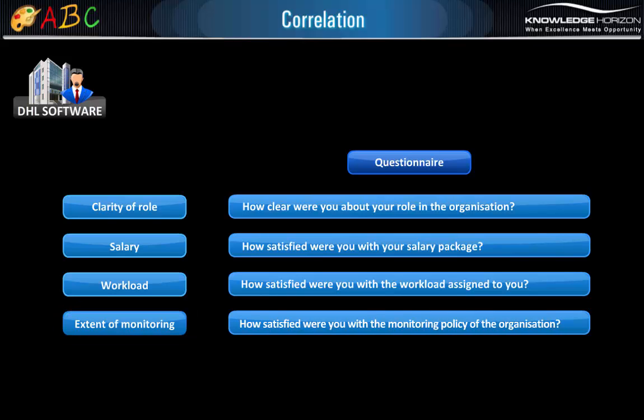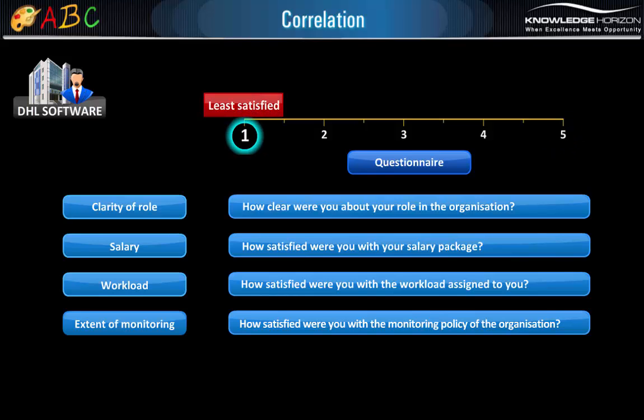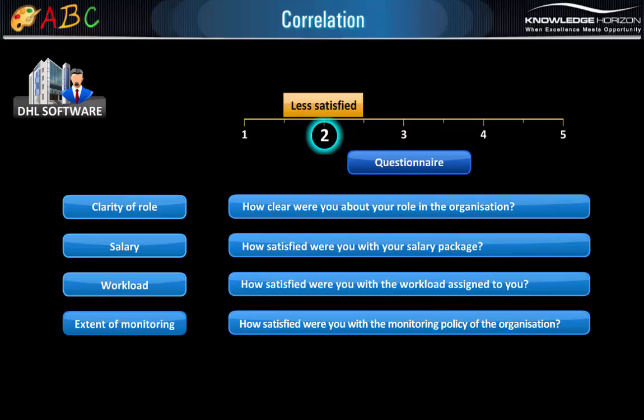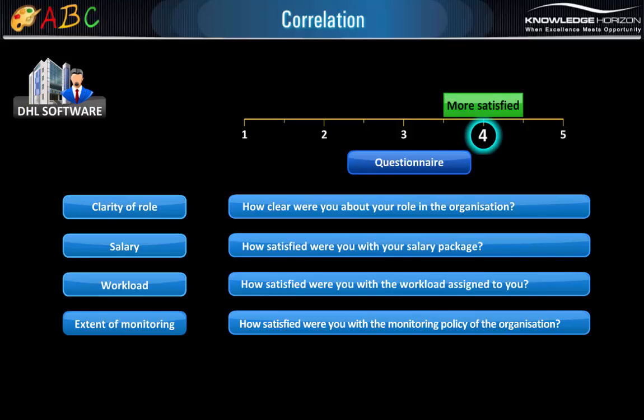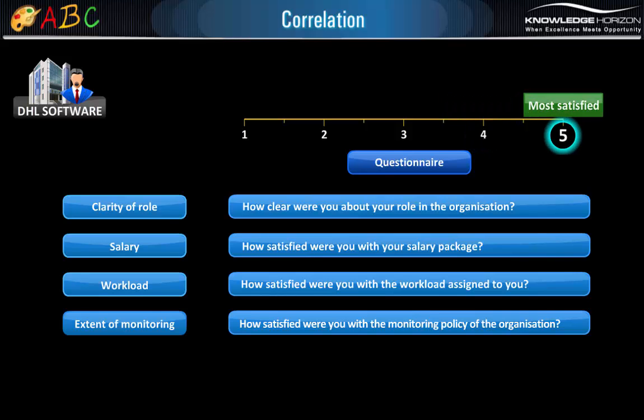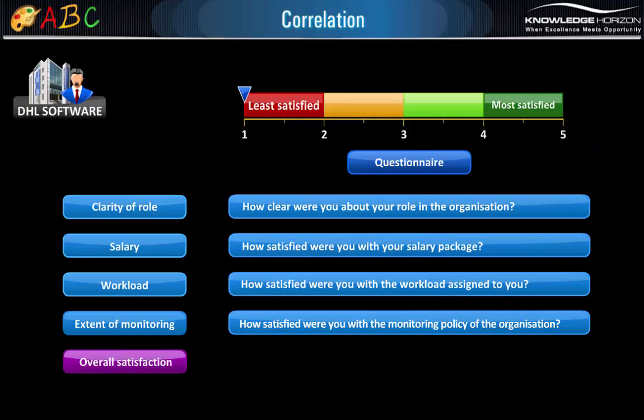The HR manager asked each employee to rank each of these factors based on their experience on a scale from 1 to 5. 1 being not at all satisfied, 2 for fairly unsatisfied, 3 for satisfied, 4 for fairly satisfied, and 5 for completely satisfied. The overall employee satisfaction is obtained by taking the mean score of all the ratings.